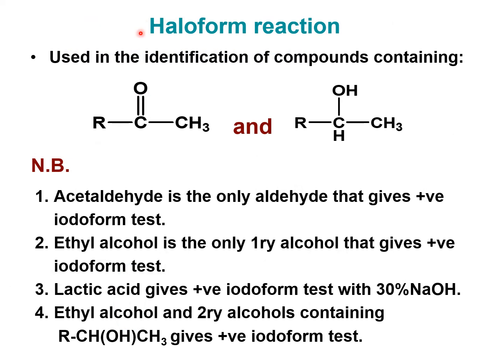The multiple halogenation takes place in case of haloform, and as we said, the requirement is that you need a carbonyl attached to the CH3 or a secondary alcoholic group attached to a CH3. Accordingly, acetaldehyde is the only aldehyde that can perform this reaction, and ethyl alcohol is the only primary alcohol that can perform this reaction. Okay, lactic acid gives this reaction, but you need to use a 30% sodium hydroxide. All secondary alcohols, if they have a methyl group attached to their carbon, which is carrying the OH, will give a positive iodoform test.